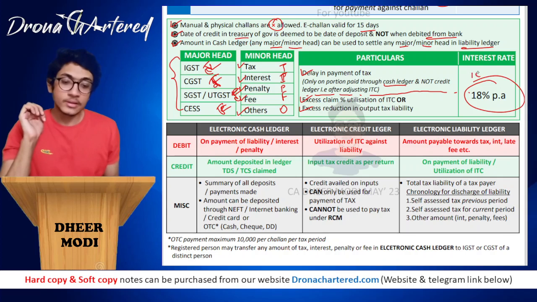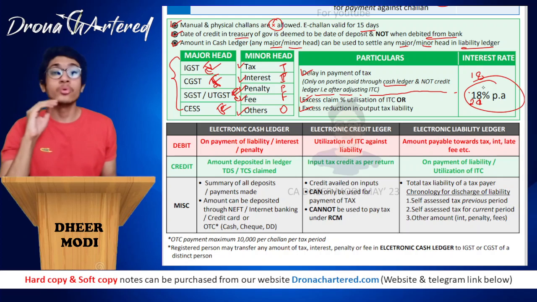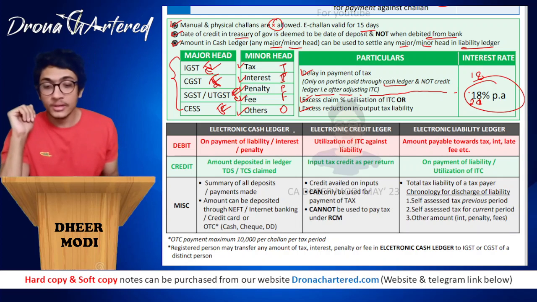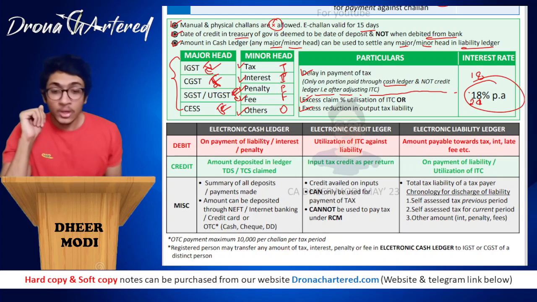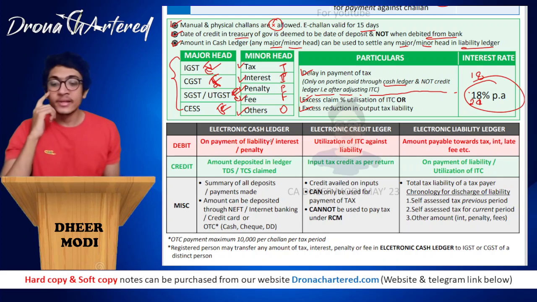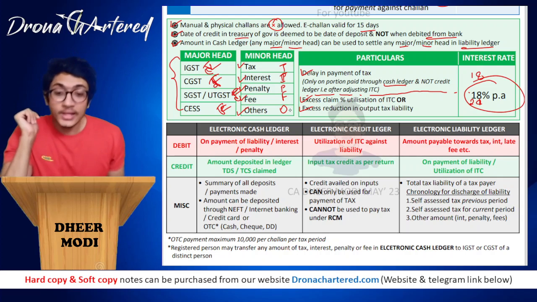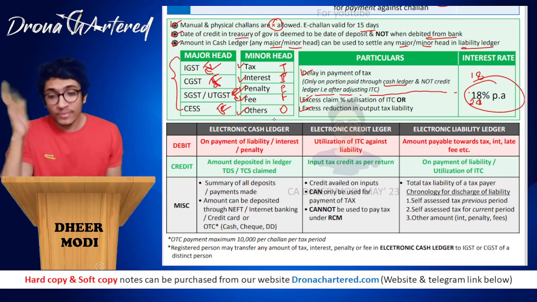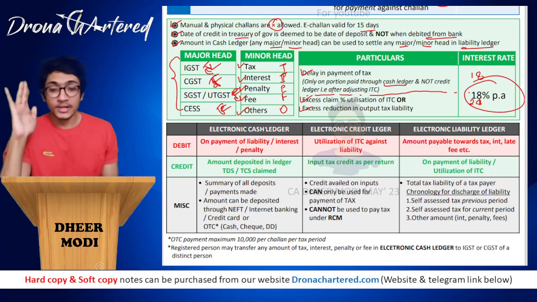It was bifurcated like this. This was 18 and this was 24. Now you have to remember it is called 18% only. Okay, now you have to understand what debit and credit in each ledger mean.